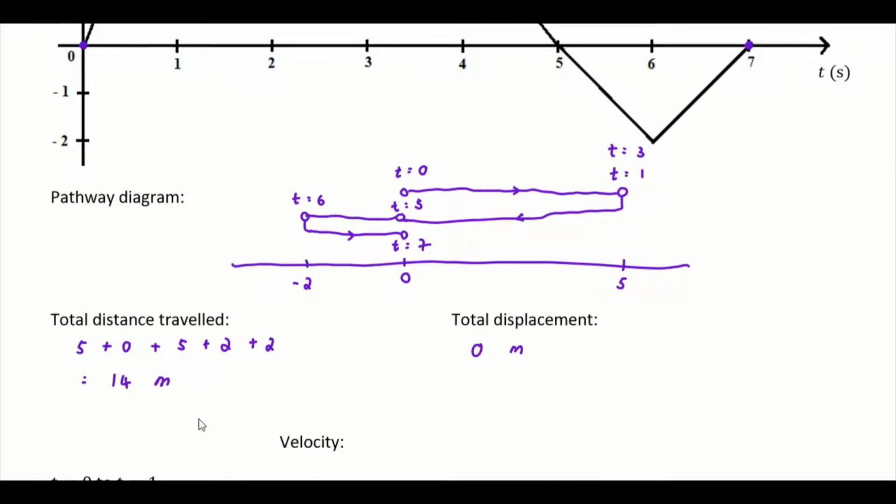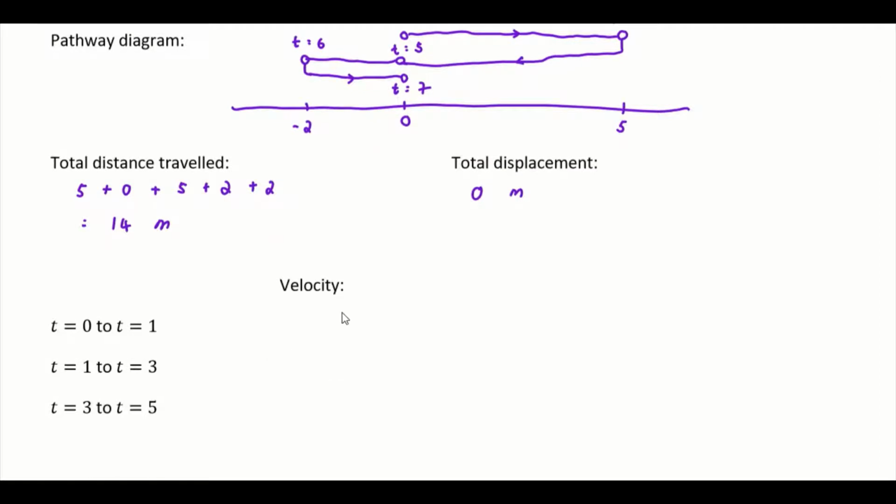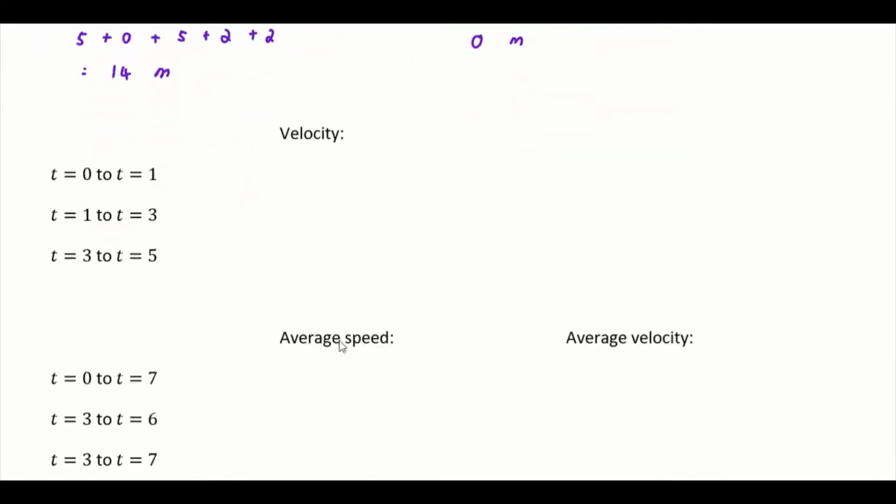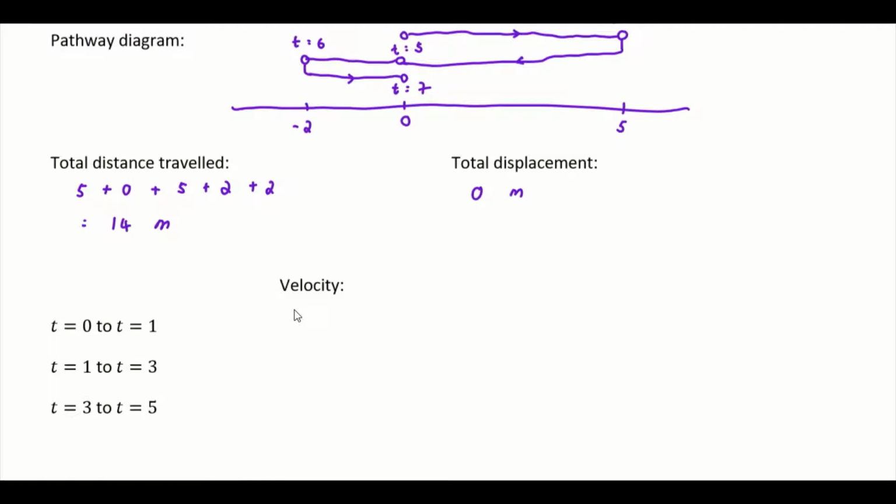Okay, so now let's look at velocity. For the velocity part, we are referring to the constant velocity. So which means we will only be looking at average velocity in the last part. Okay, so for velocity, you can see that all the timings that I wrote here are regarding a stage where there is a constant velocity only.